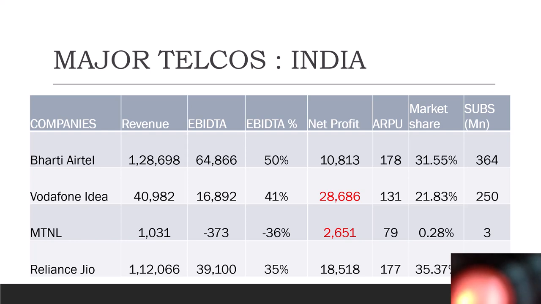This is per month. That's a good question. So we are going to do the financial modeling, but we actually multiply with 12 to make it the annual revenue. Fine. So Bharti Airtel, if you look at the ARPU, is today the highest, 178. And Reliance is 177. Vodafone Idea, 131. And MTNL is 79. Now, these ARPUs have undergone change in the last 1 year. It has increased by about 10%.